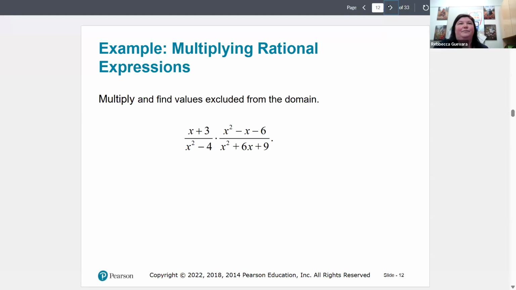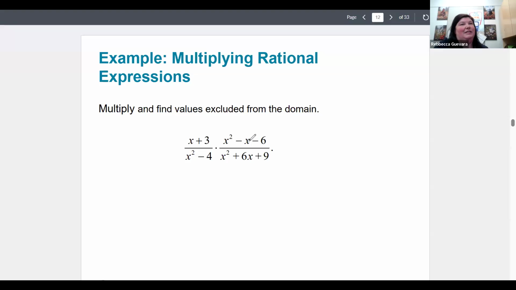So if we had 3x over x squared minus 4 times x squared minus x minus 6 over x squared plus 6x plus 3. The first thing we're going to do is factor everything. So 3x doesn't factor, that stays the same. But x squared minus 4, well, that's just x squared minus 2 squared. So that will factor into x plus 2 times x minus 2. So in here, there's nothing to cancel out, but we're multiplying by another polynomial.